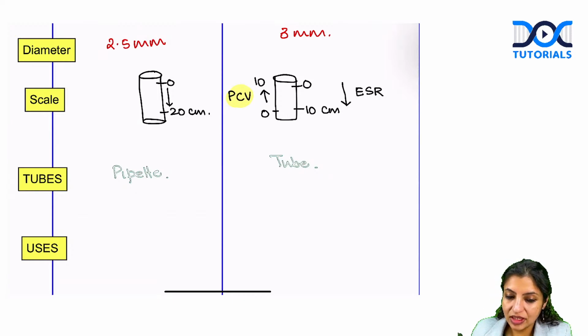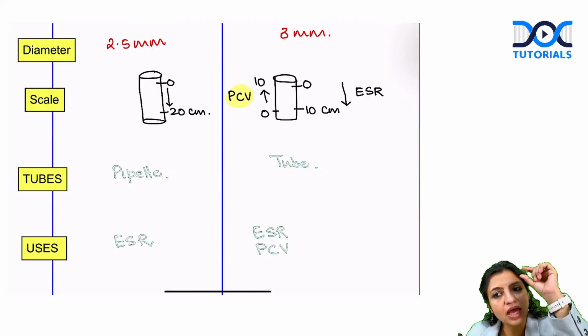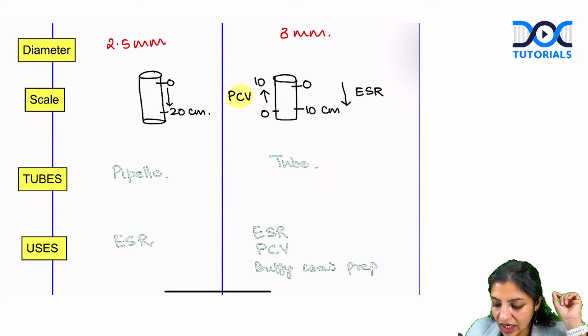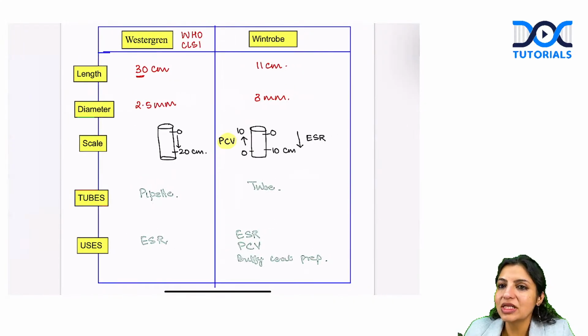Okay, so when we look at the uses, always remember that Westergren is basically used only for ESR, whereas the Wintrobe tube is not only used for ESR, it is also used for packed cell volume. Whenever you centrifuge a Wintrobe tube, you will get 3 layers: RBCs, buffy coat, and plasma. So whenever you need buffy coat preparations, for that also you need your Wintrobe's tube. So that is very, very clear. So are you clear with the difference that you have to write? This is the typical snapshot.